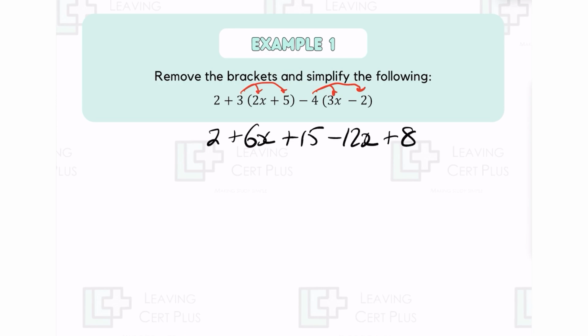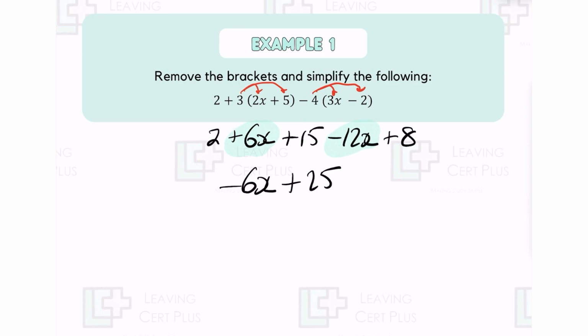Once we have that done, we're going to highlight the like terms. So in this particular question, the x terms are 6x minus 12x. That will be minus 6x. And then 2, 15 and 8, if you add all of them together, you get plus 25. And we are done. We have removed the brackets and simplified the algebra.